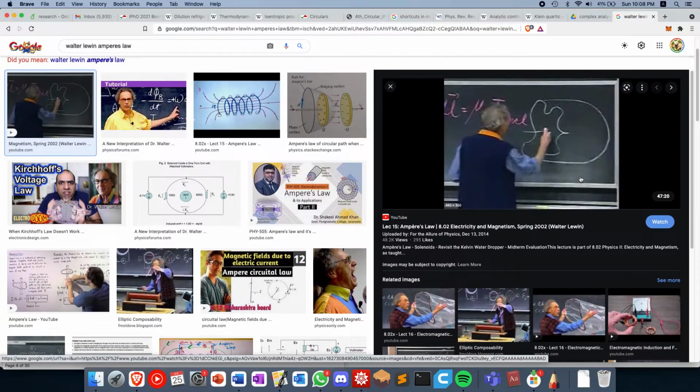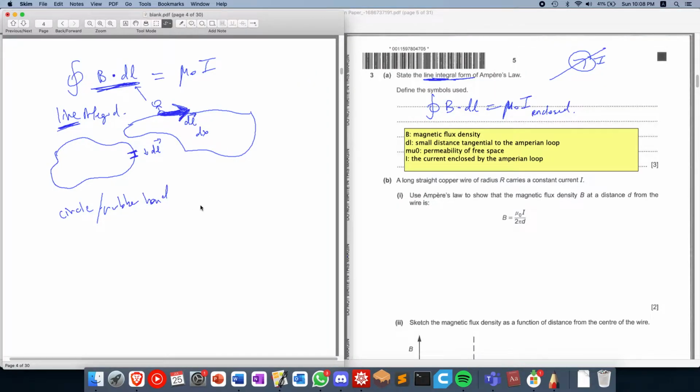So once again, if you want to understand electromagnetism, 8.02x MIT Walter Lewin is the best at explaining it, and he's the one who helped me understand all this, so I strongly recommend watching his videos.